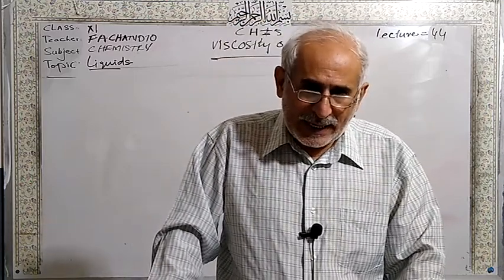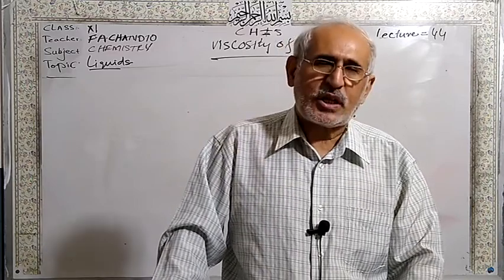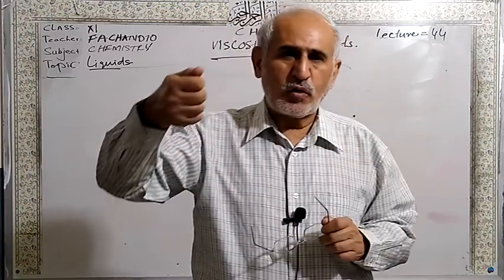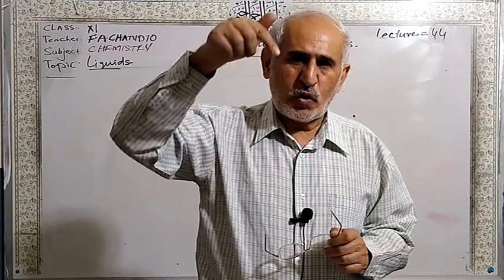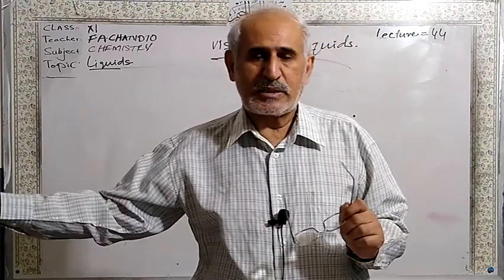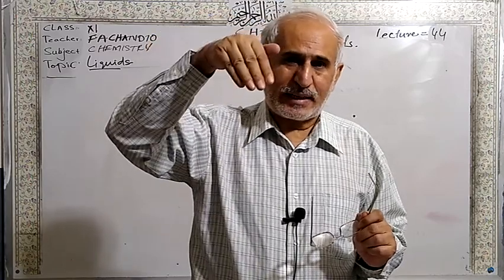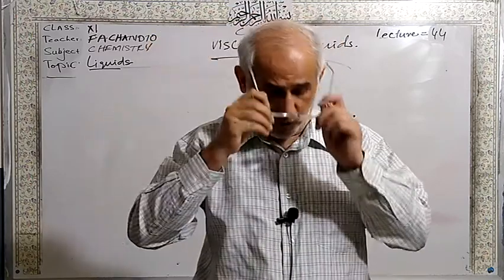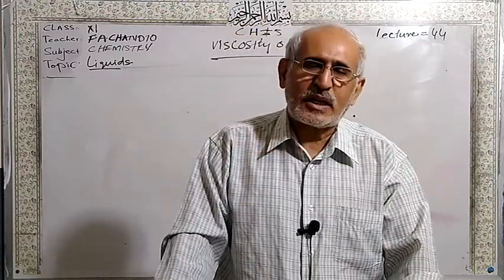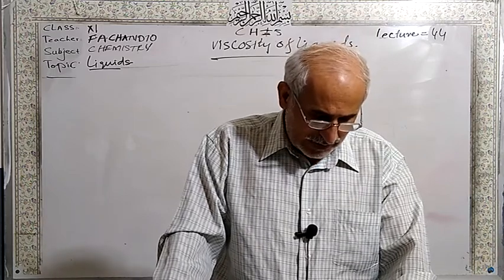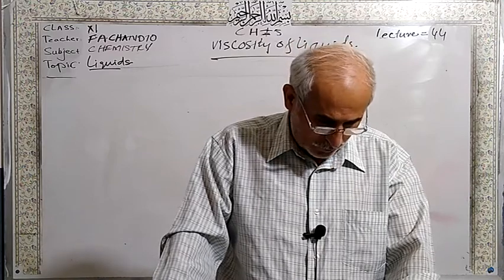Now the layer adjacent to the wall has a low velocity. So dear students, when you flow water or any liquid, it starts to flow from the center, not from the sides. The water will flow from the center. The center molecules flow first, and the layer adjacent to the wall has low flow. Each layer exerts drag on the other, and thus causes resistance to flow.